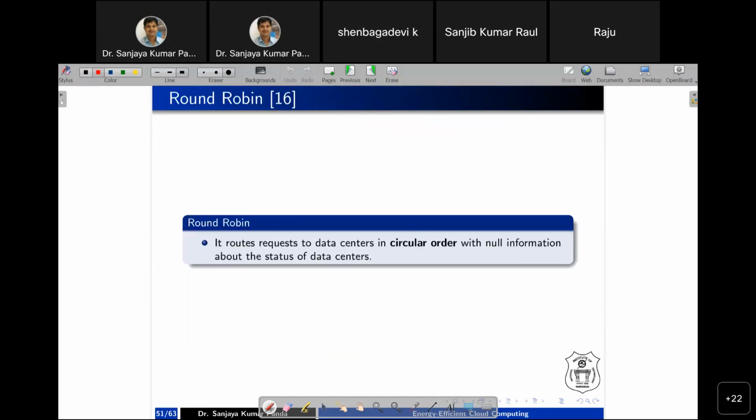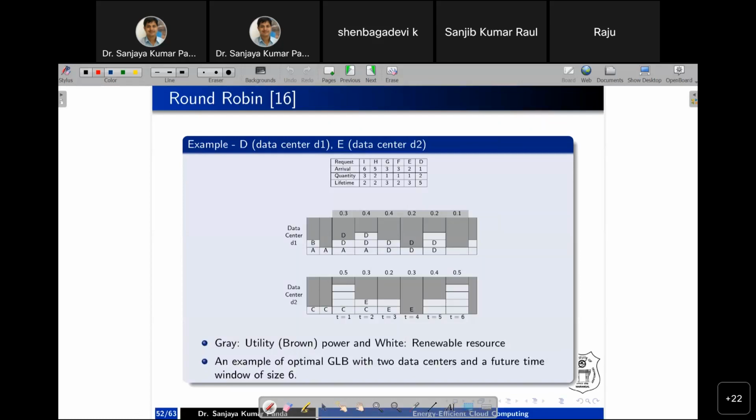There is another policy called round robin. In the operating system also, you have seen this policy, which says that in circular fashion, you have to assign the jobs to the different machines. First job to the first data center, second job to the second data center, third job again to the first data center, fourth job to the second data center. So if you do it in circular fashion, D is assigned to data center D1, E is assigned to data center D2, F is assigned to data center D1, G is assigned here, H is assigned here, I is assigned here.